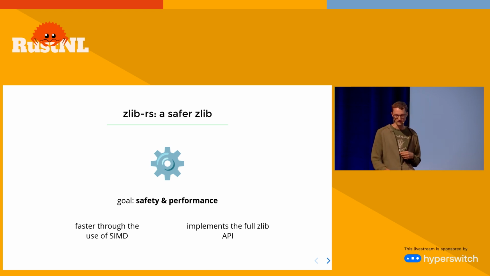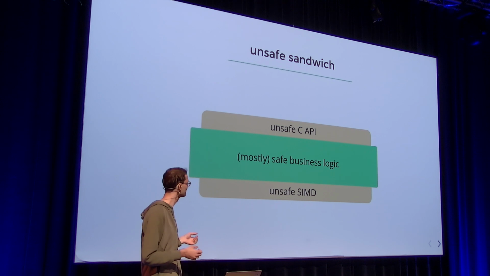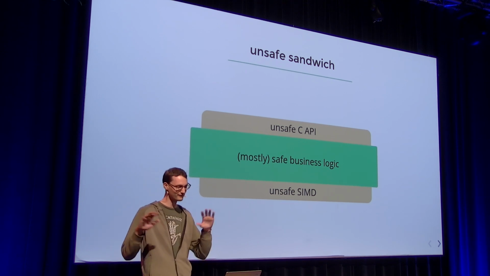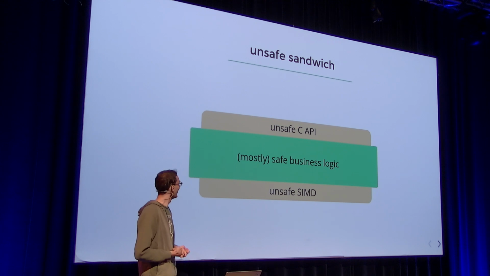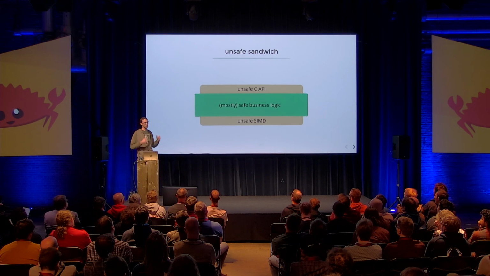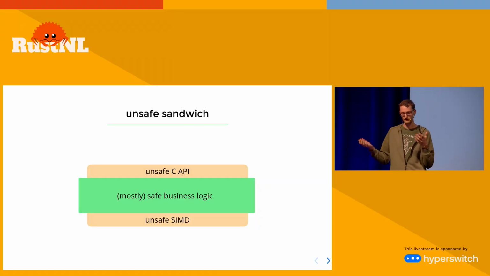We also implement the full API. So in practice, the architecture that we get is this unsafe sandwich, which doesn't get food poisoning, but there's some stuff in there that we'd rather not have. So at the very top, we need an unsafe API for exposing with the outside world. That is that nasty pointer-based API that we need to provide. That's sort of the point.